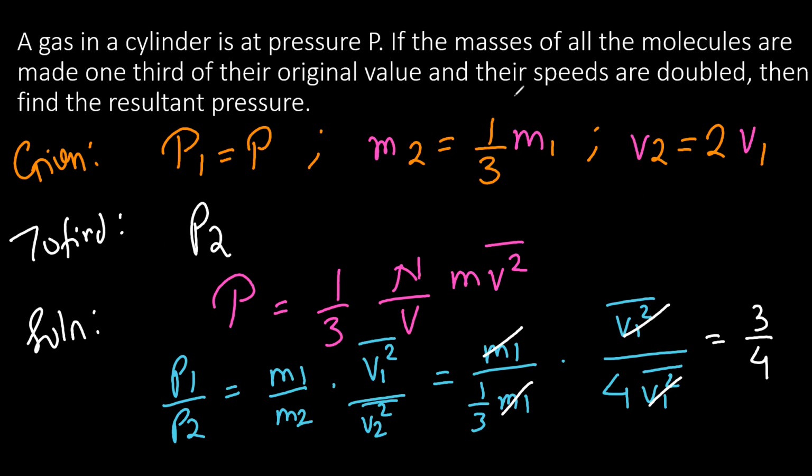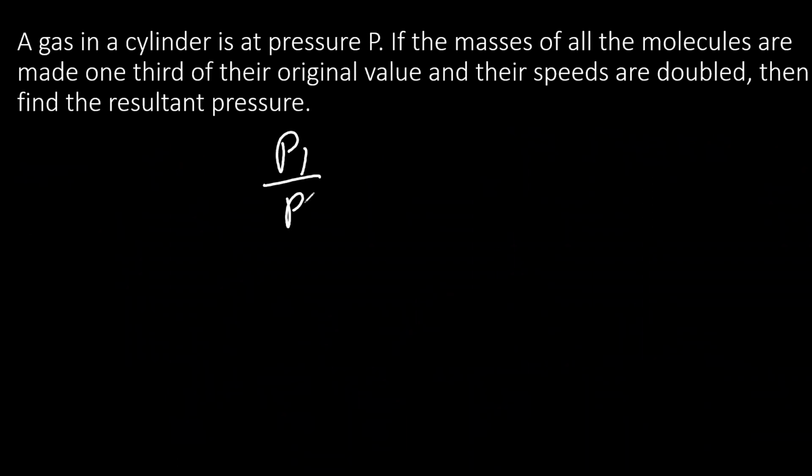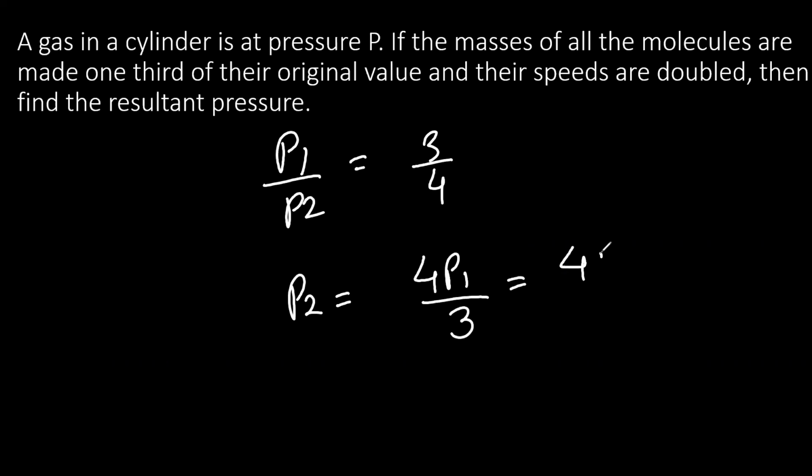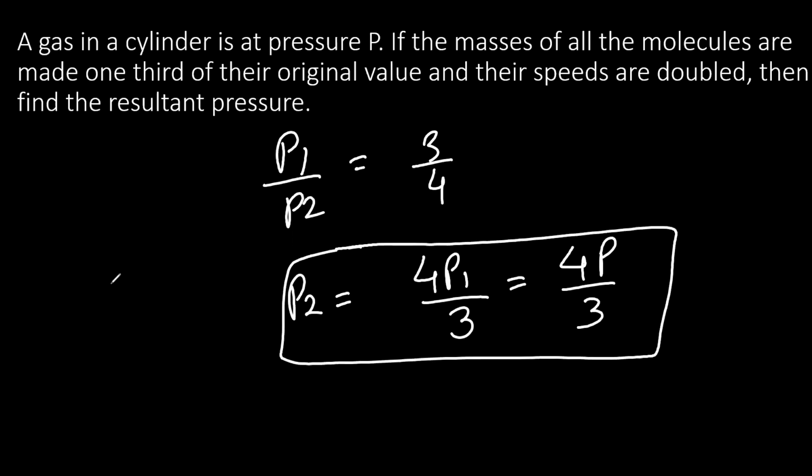Sure? Everyone got it till here? So what did I get? P1 upon P2 is equal to 3/4. What do I need to find out? P2. So what is P2? This 4 will go here, so 4 P1 upon 3. And what is P1? P1 is P. So P2 is 4P/3. Got it? This is the answer. Sure? Let's move on to the next.